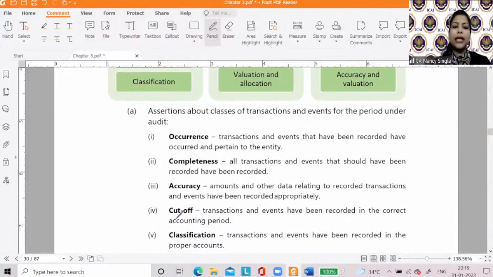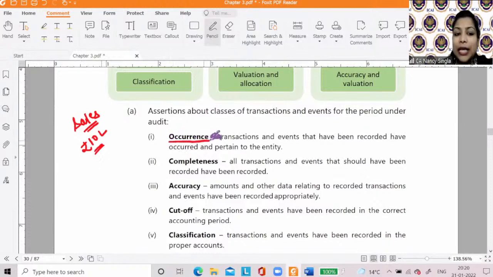Let's take an example of sales. When the management has shown a figure of sales, let's say rupees 10 lakhs, which is coming in the P&L, what is management representing or declaring or asserting? It means that certain things are implied out of this. And what are those implied assertions? That occurrence, that is, the sale of rupees 10 lakhs has actually occurred during the year.